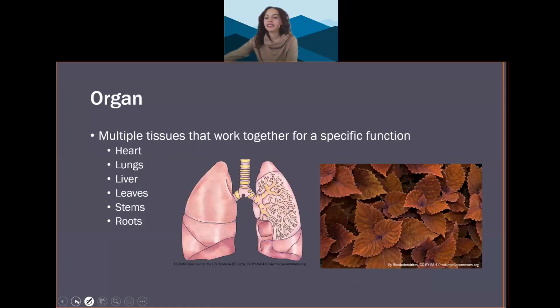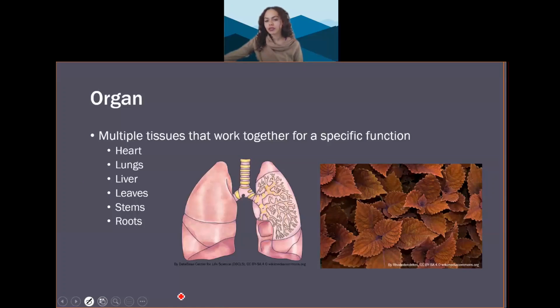Next level. Different types of tissue can come together to form the next more complex level of life, the organ. Organs are composed of multiple tissues, and they also have a specified function. Humans have organs like our heart, our lungs, and liver. Plants also have organs, like their leaves, their stems, and their roots.